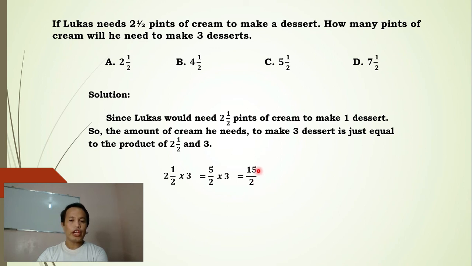Then we change 15 over 2 to a mixed number. This would give us 7.5. We simply divide 15 by 2, that is 7.5. Therefore, Lukas would need 7.5 pints of cream to make 3 desserts. So the correct answer is letter D.